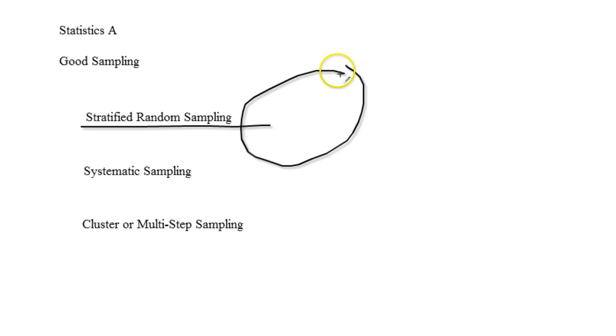Alright, today we'll be talking about good sampling, not voluntary response or convenient sampling, but good sampling. Some good sampling: stratified random sampling. Stratified is basically where we take a group of population and break it down into subgroups. In other words, we break it into groups, and then we take our sample out of that. That's stratified random sampling.